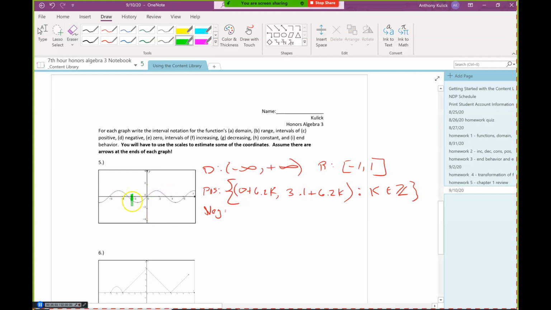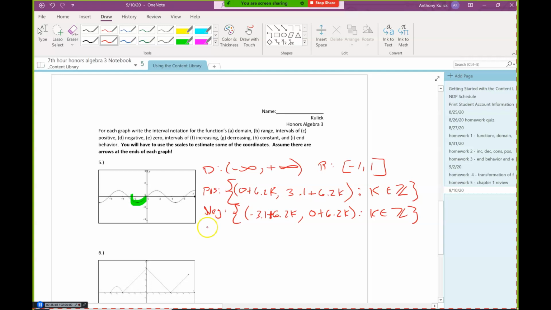So for the negative, let's do this piece here. We're going to go from negative 3.1 plus 6.2k to 0 plus 6.2k, such that k is an integer. So the same kind of idea, right? Once we've seen it once, it's a little bit more obvious, like kind of what I'm describing here, hopefully. Yes?